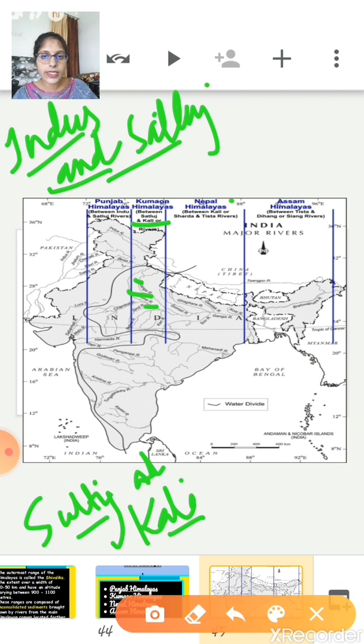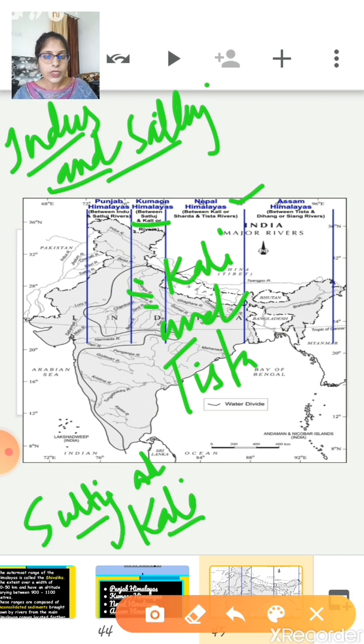Now next one is the Nepal Himalayas. Nepal Himalayas is basically the part of Himalayas lying between the Kali river and the Tista river. Tista, right? So the part of Himalayas lying between the Kali and the Tista river is called Nepal Himalayas.